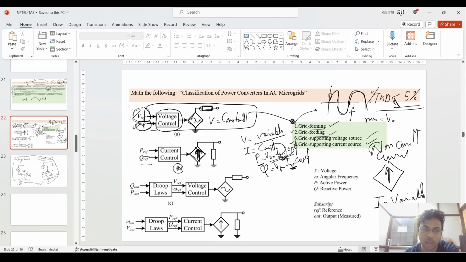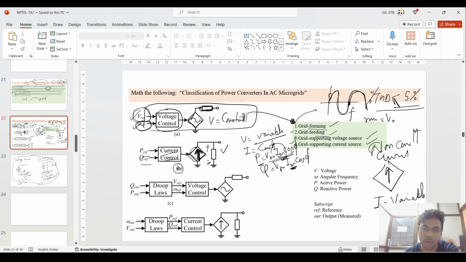It is varying with respect to this reference of the P and the Q. This reference is taken from the grid itself. Okay, with this current control, this current which is going to this inverter is being controlled with respect to this P reference and this Q reference. This current is variable.